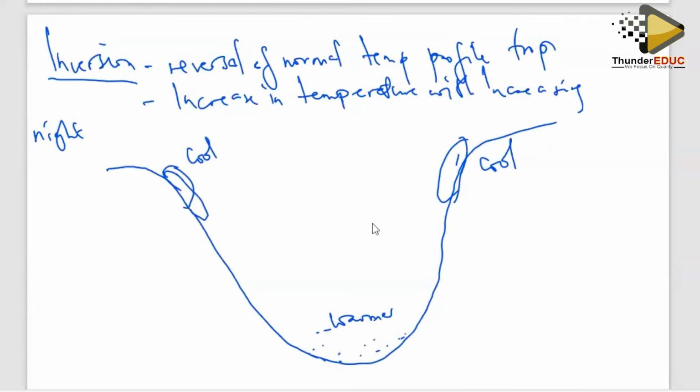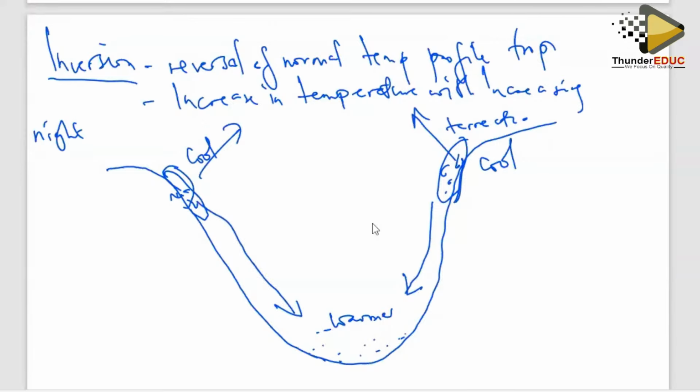They have lost heat due to long wave radiation. At night, there is terrestrial radiation, which is resulting in the loss of heat on the valley sides. As a result, the air which accumulates here is cooled and it becomes heavy. As it becomes heavy, it sinks. We cannot have cold air sustaining there. It's cold and heavy, it tends to sink.